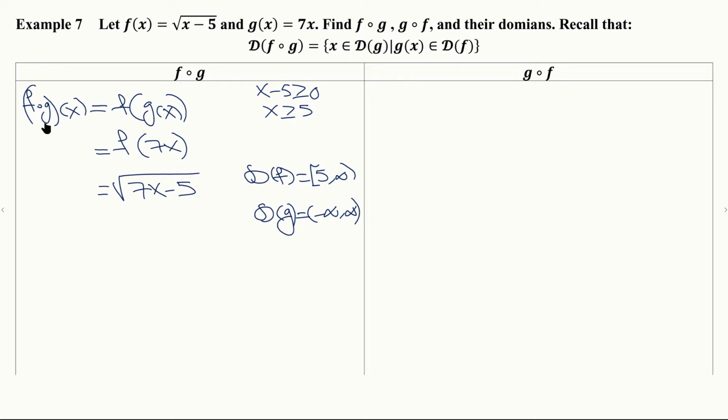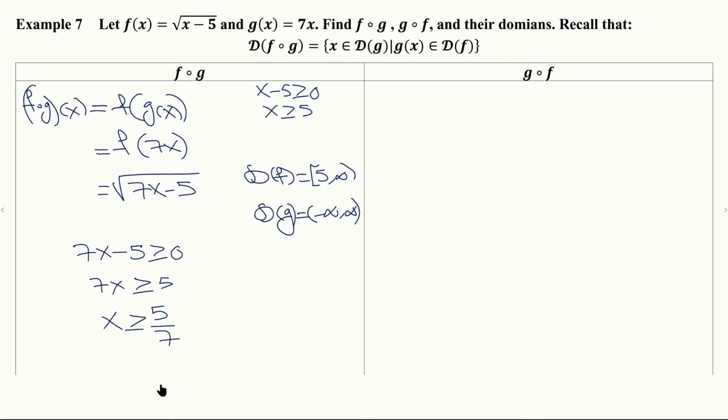Now, however, when we look at the composite function, we can clearly see that there's going to be a restriction because it's a square root function and this needs to be non-negative, right? So we want 7x minus 5 to be greater than or equal to 0. So 7x should be greater than or equal to 5. So x should be greater than or equal to 5/7.